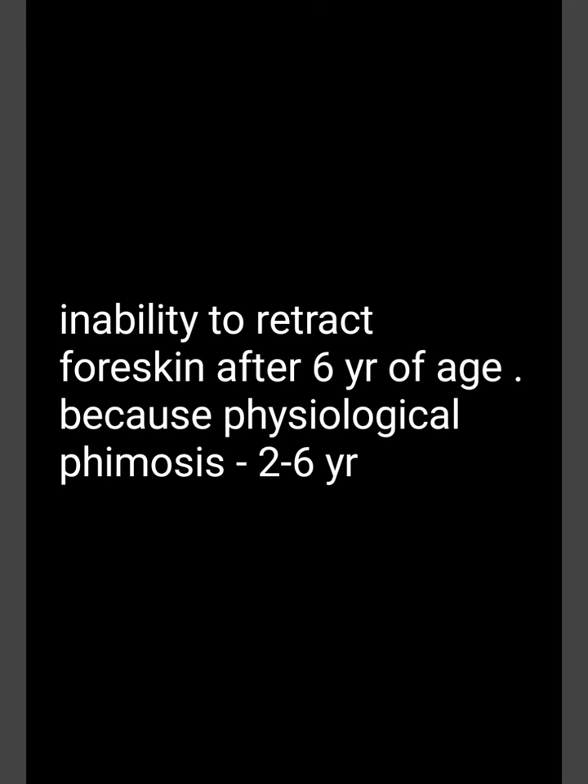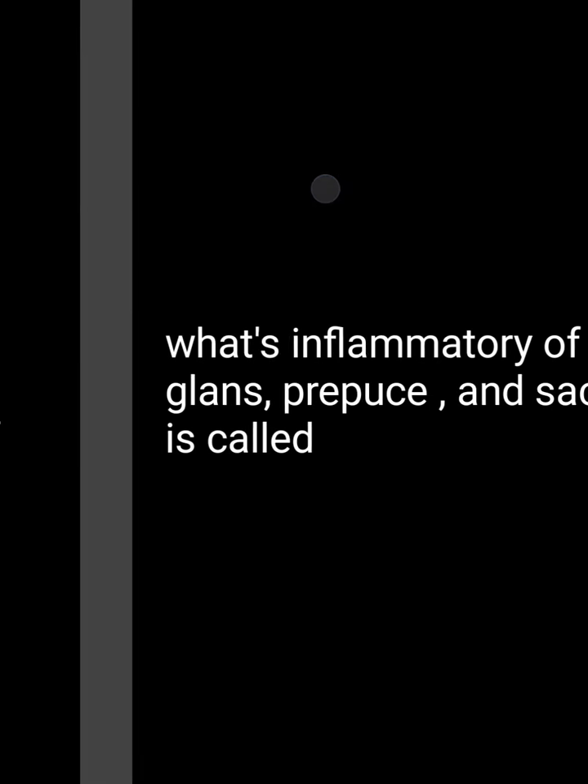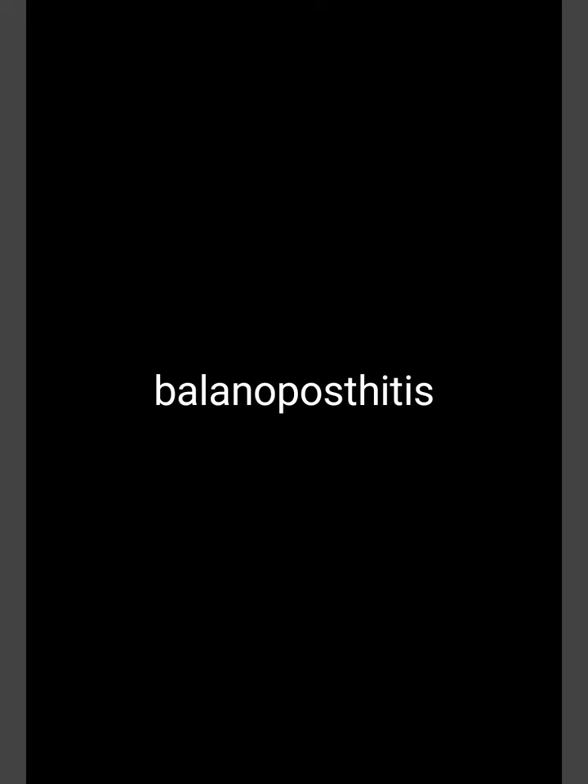What's phimosis? Inability to retract foreskin after 6 years of age, because physiological phimosis is 2 to 6 years. Inflammation of glans is called balanitis, common in diabetics. Inflammation of glans, prepuce, and sac is called balanoposthitis. Symptomatic phimosis: can't retract foreskin, recurrent UTI, ballooning of foreskin, balanoposthitis.